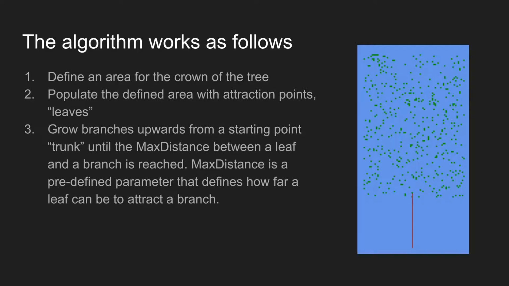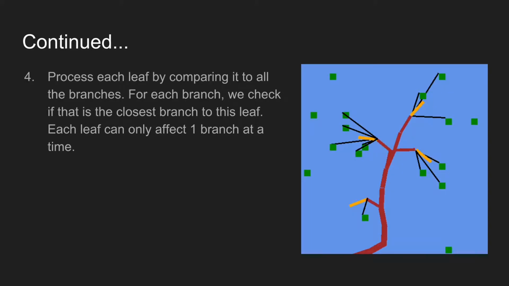And the algorithm works as follows. We first define an area for the crown of the tree and populate it with attraction points, also called leaves. Then we grow branches upwards from a starting point, the trunk, until a max distance is reached between the leaf and the branch. This max distance is a predefined parameter that defines how far a leaf can be to attract a branch. After that, we process each leaf by comparing it to all the branches. For each branch, we check if that is the closest branch to this leaf, and each leaf can only affect one branch at a time.